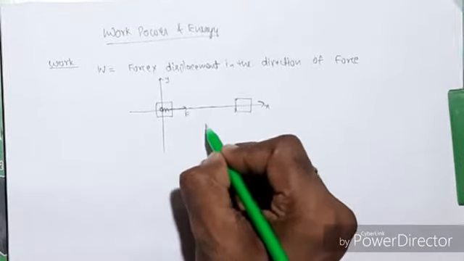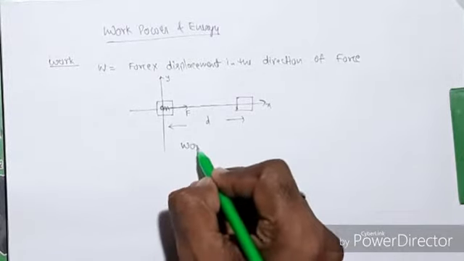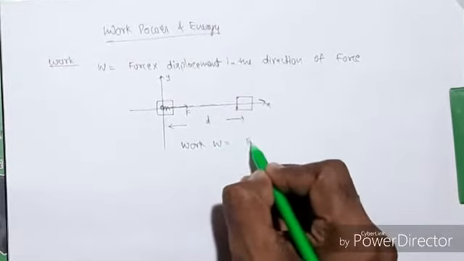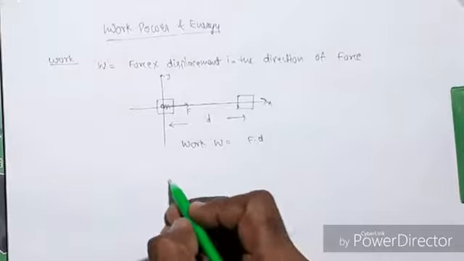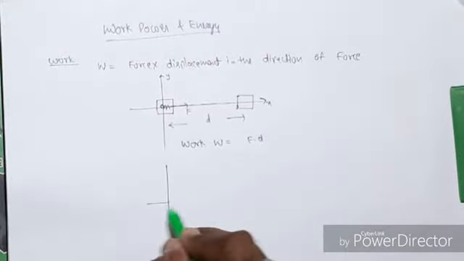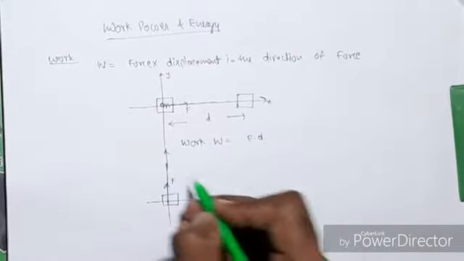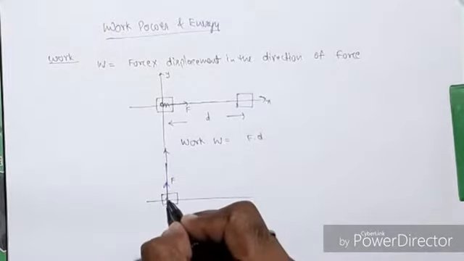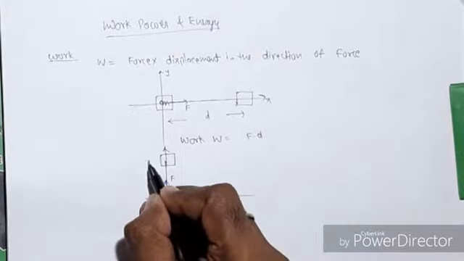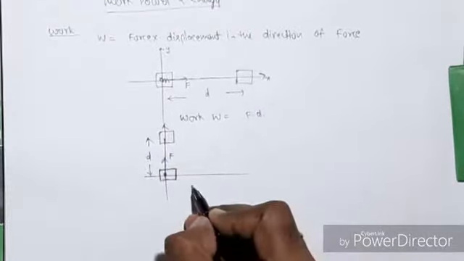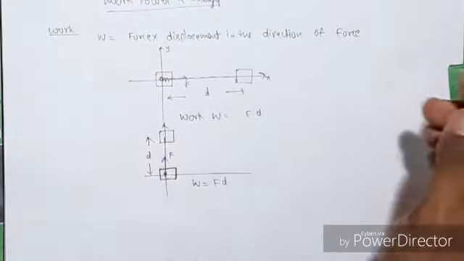Action by displacement d, then we will say the work W is equal to force into displacement, isn't it? In the same way, if we apply a force in the y direction, and in the y direction it is the initial position and this is the final position, and this displacement is d. So we can say that work is equal to force into displacement, isn't it?